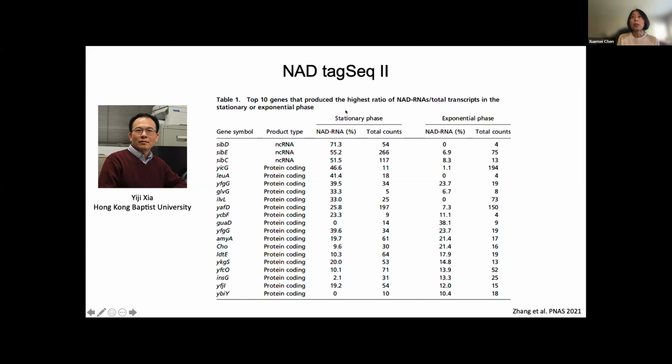So two take-home messages. One is that if you compare the two phases of E. coli growth, you could see that the amount of NAD RNAs actually changes, suggesting that there's regulation there in terms of RNA NAD capping. And the second message is that for some genes, there is a very high level of NAD RNA. So this is the percentage of NAD RNA in the total transcript for that gene. And you can see that the top one actually has 70% NAD RNA. So this, I think, implies that NAD RNA cap is important in gene expression regulation for at least some genes.